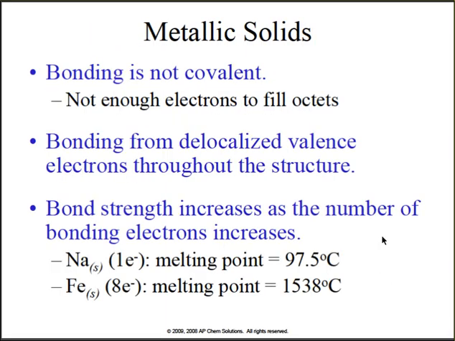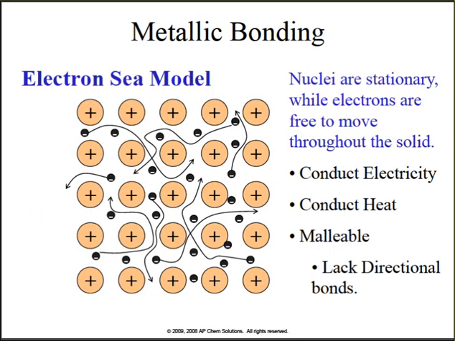Then metallic solid. Metallic solid is not a covalent. Remember, it's more ions traveling all over the place. Okay, so they're pretty strong, but they're not as strong as network solid. Okay, so bond strength will increase as the number of bonding electrons increase. So the more electrons you have for bonding, the stronger the bond for the metallic solids. Okay, we're not going to use much on metallic solid.